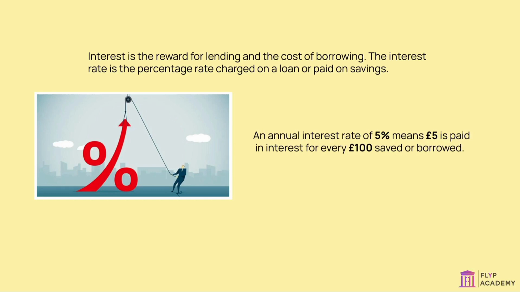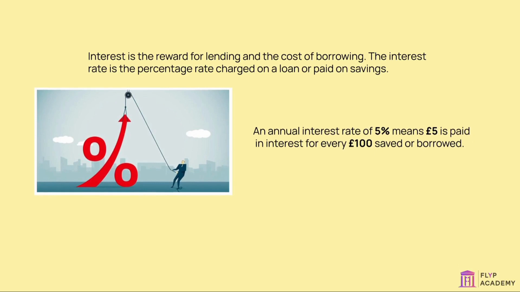Let's have a look at the following example. An interest rate of 5% per annum on a borrowing of £100 would require you to pay back 105% 1 year later, which equals £105.